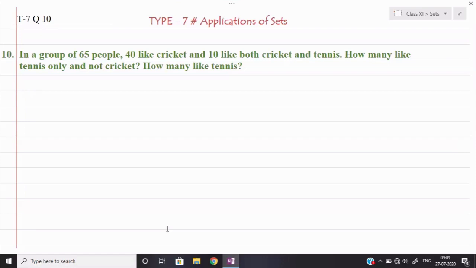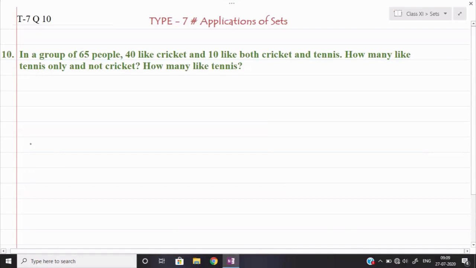Now see the difference between the two requirements. In the first requirement, we are required to find out only tennis, means they are liking only tennis but they are not playing cricket at all. And in the second one, they are liking tennis, and some of those who are liking tennis may be liking cricket also. So here see what we require.